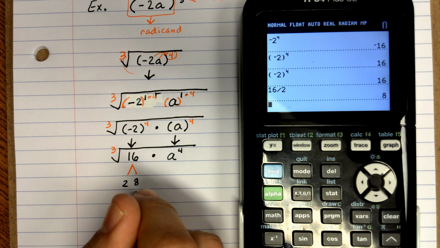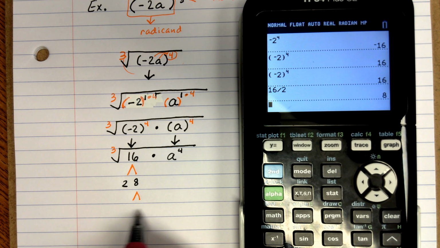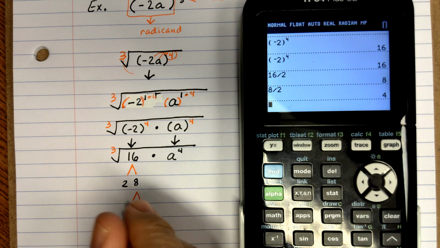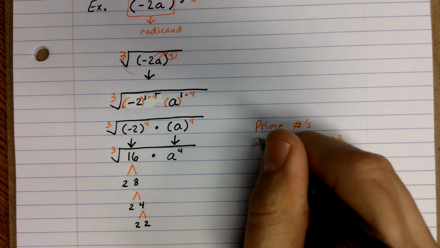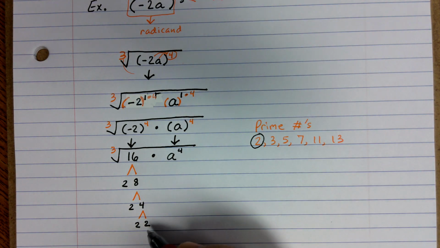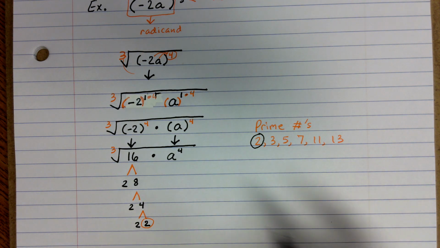I'm going to continue that process until I get a prime number at the very end, and I can't go any further. So let me take 8 and divide it by 2, and notice I got 2 and 4. And then I'm going to just continue this factor tree. I'm going to break down 4, so 4 divided by 2 gives me 2. Now what's important here is I'm stopping because I'm at a prime number, right? 2 is one of my prime numbers. I have a prime number here on the bottom right, so that tells me that I can stop right there. And I have all my factors of 16.